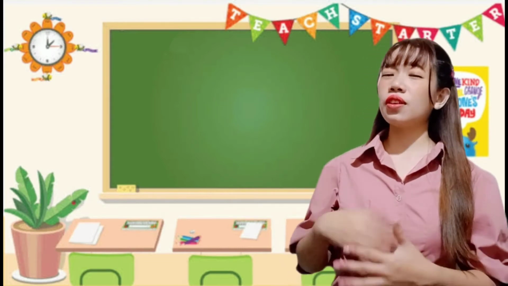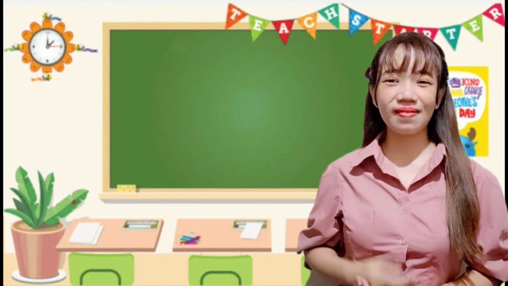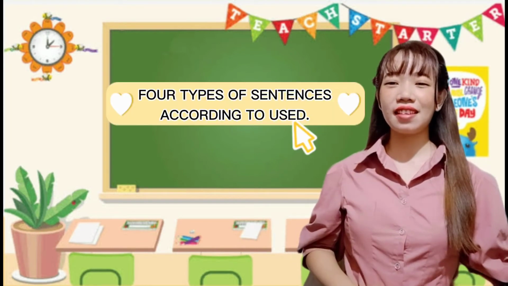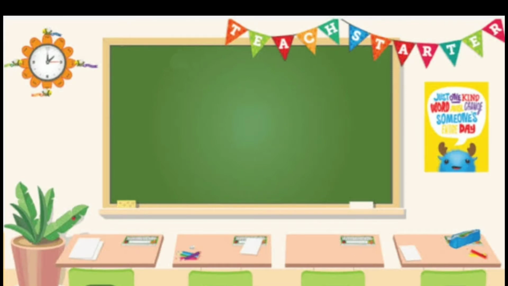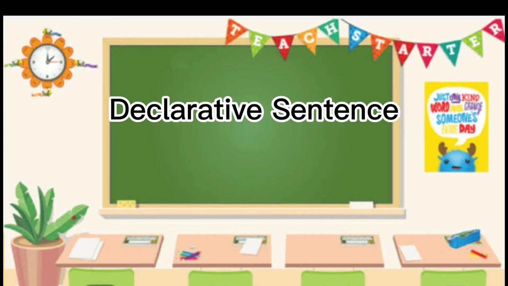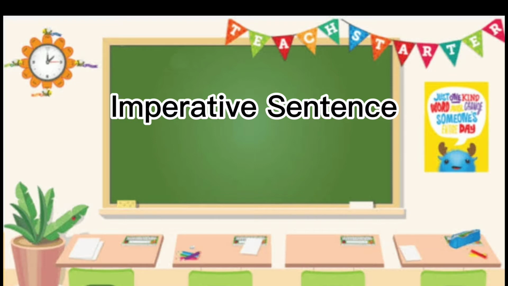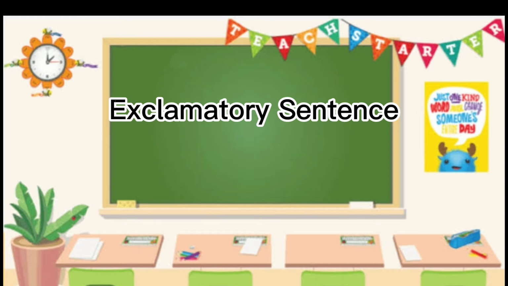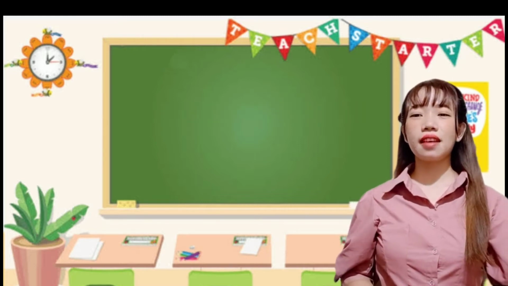Okay. So, do you have any idea what is our lesson for today? Very good. It's all about the 4 types of sentences according to use. The 4 types of sentences are the declarative sentence, interrogative sentence, imperative sentence, and the exclamatory sentence. Excellent, class! Okay, so let us discuss this one by one.